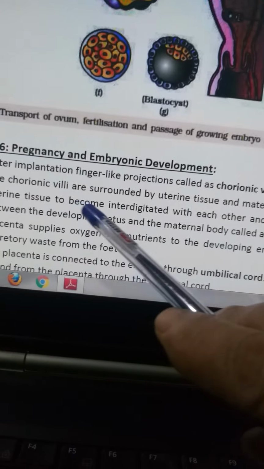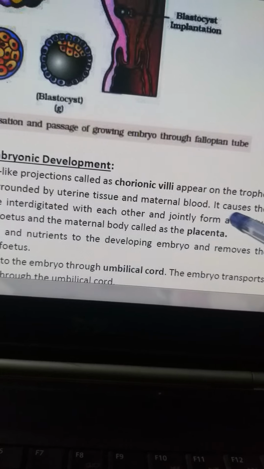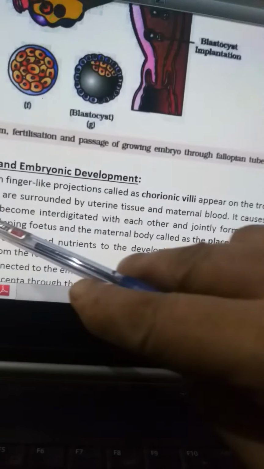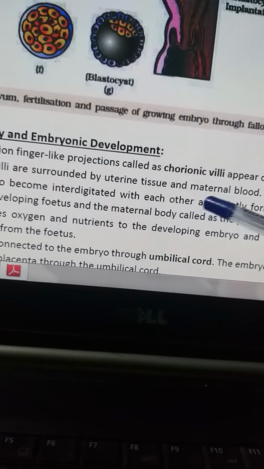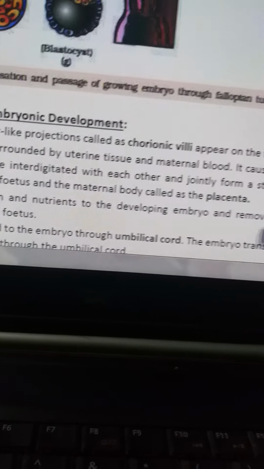Now the chorionic villi are surrounded by the uterine tissue and the maternal blood, and this causes the chorionic villi and the uterine tissue to become integrated with each other and jointly form the structure. See, this line has to be underlined.